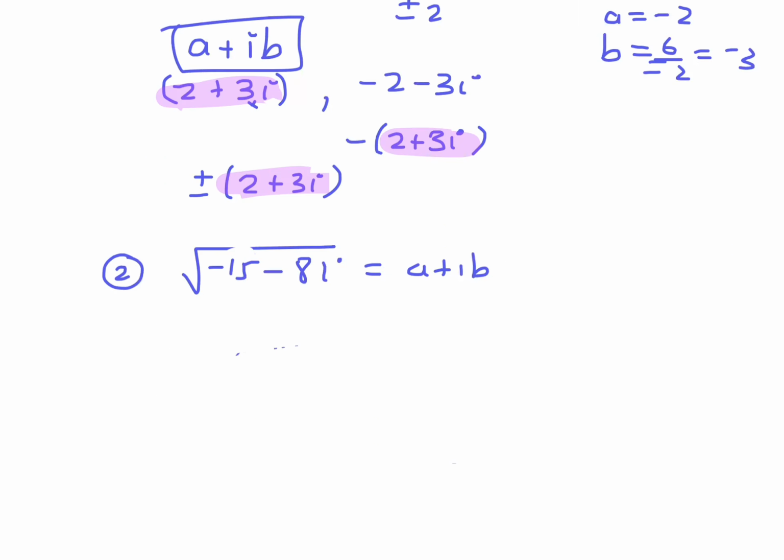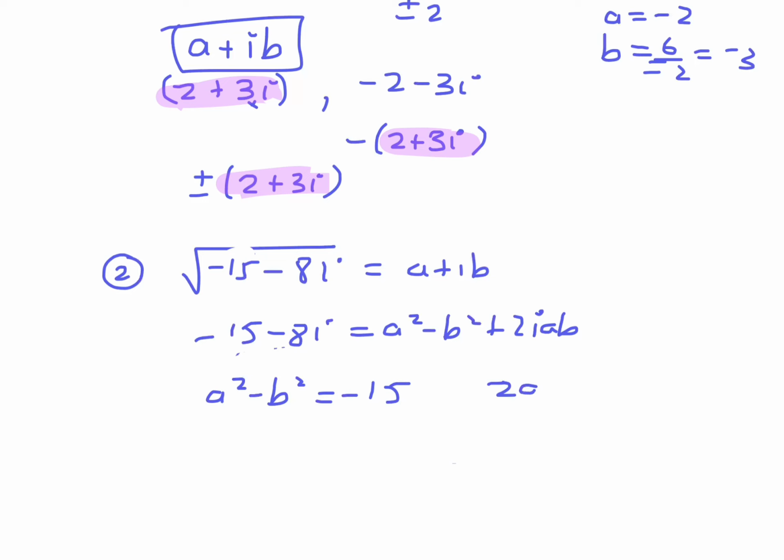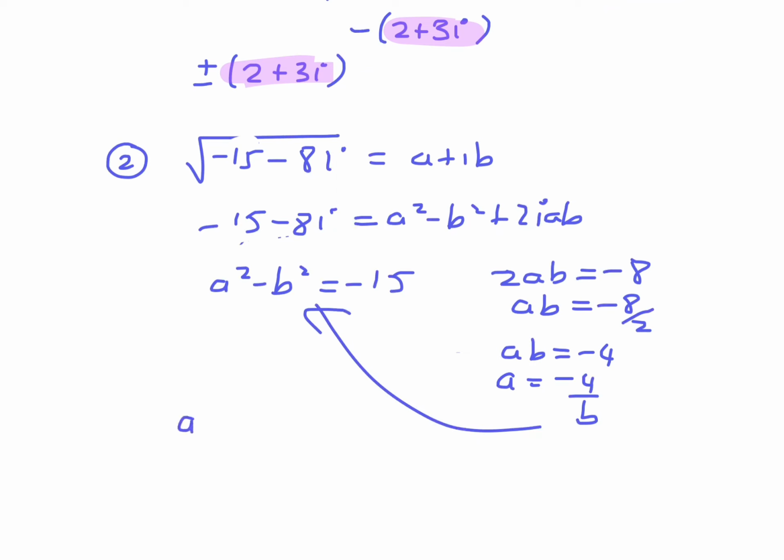Okay, so looking at this one, you get minus 15 minus 8i equals a squared minus b squared plus 2iab. That means the real part, a squared minus b squared, will be equal to minus 15, and the imaginary part, 2ab equals minus 8. Divide by 2, you get minus 8 on 2. So ab equals minus 4. b is minus 4 on a. And then all you need to do is sub that in.